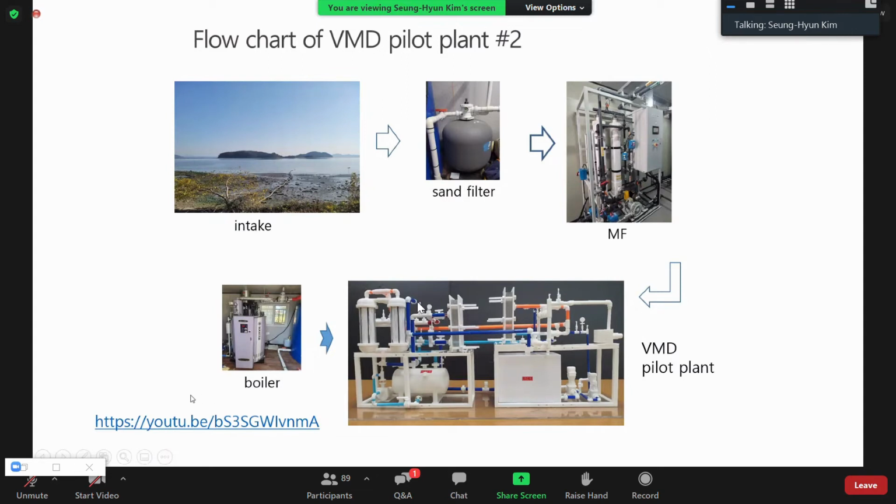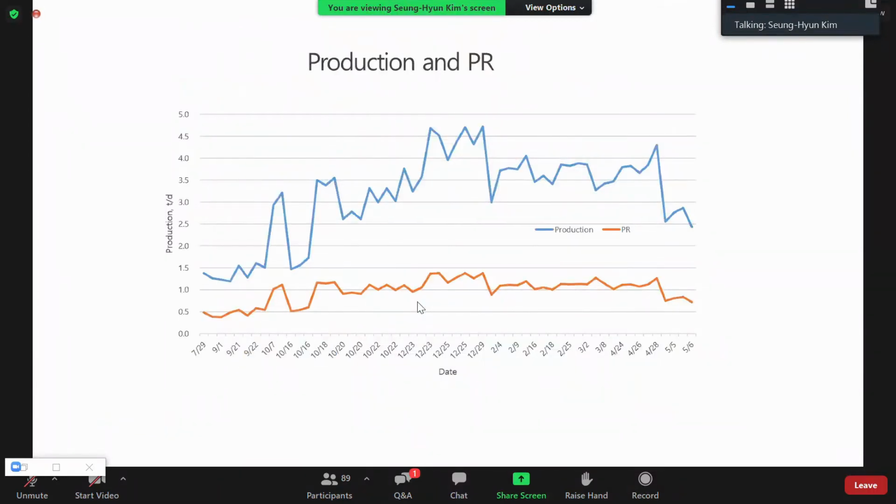We made a short video introducing this pilot plant. This is the YouTube link. You can go to this YouTube video to find out more information about this pilot plant. And this one shows results, the production and PR. This blue line is production. This orange line is PR. We tested different operational conditions, also different modules, also different numbers of modules, so production was different.